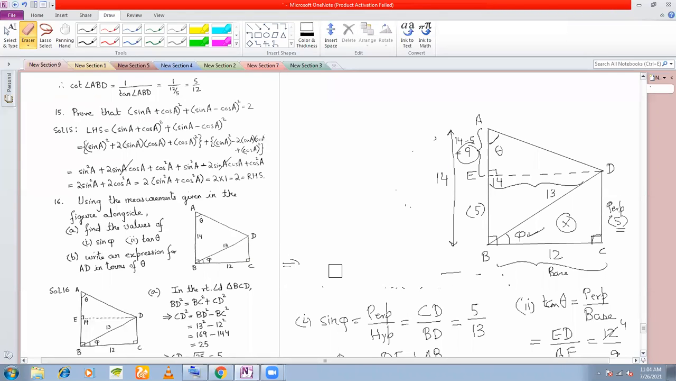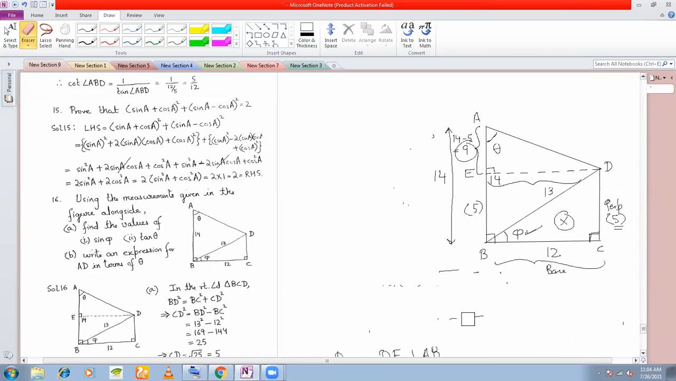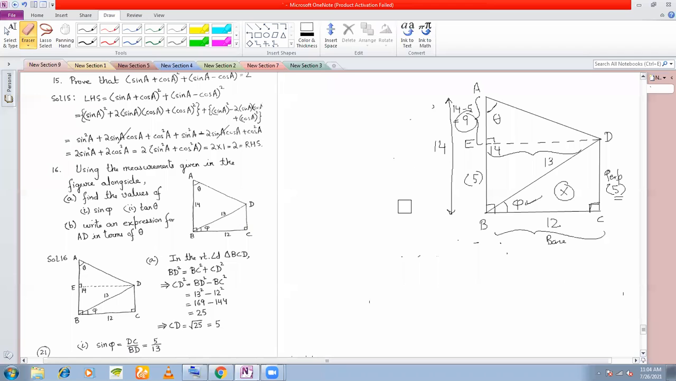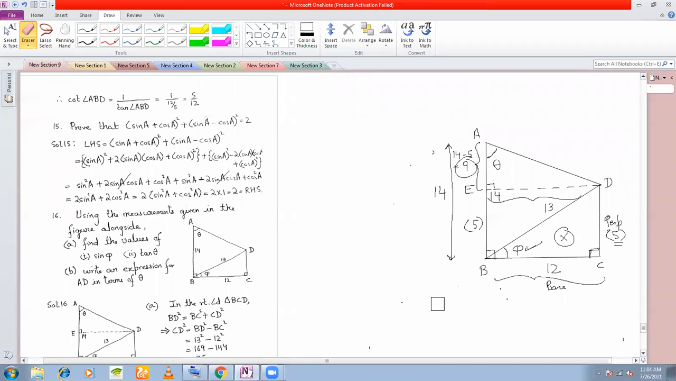Sine theta is equal to perpendicular by hypotenuse, right? So sine has hypotenuse, isn't it? Does cos have hypotenuse? Yes, cos also has hypotenuse. That means if you want to write AD in terms of theta, you can either use a cos or you can also use a sine. Okay. So how do you write this? See, for part B, we have sine theta is equal to perpendicular by hypotenuse.